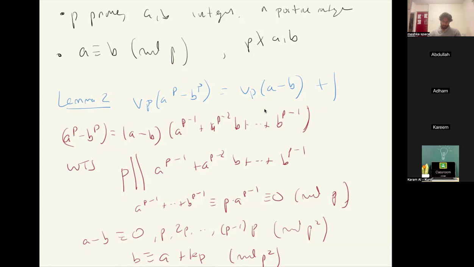Can't we just do a is congruent to b modulo p, and then we get a to the power of p minus 1 plus a to the power of p minus 2 times b, and so on, until this sum should be congruent to p times a to the power of p minus 1. Yeah. We get it mod p, right? We don't get it mod p squared.